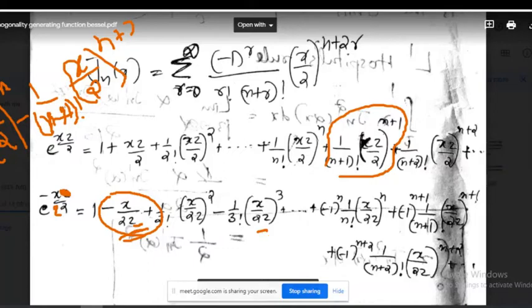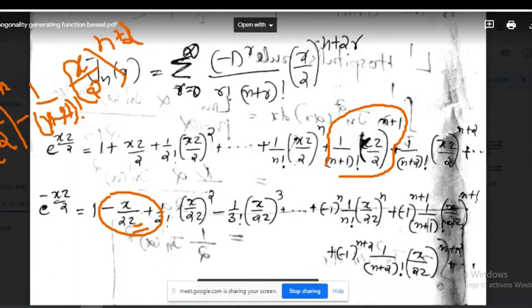So yes, here I have x by 2 to the power n plus 1. Here I will get x by 2 to the power 1. So I should be getting x by 2 to the power n plus 2 here.